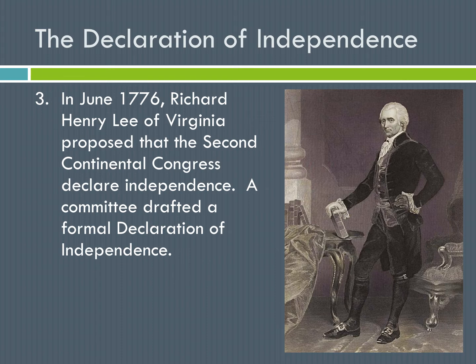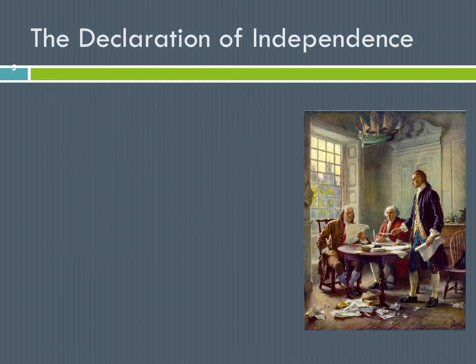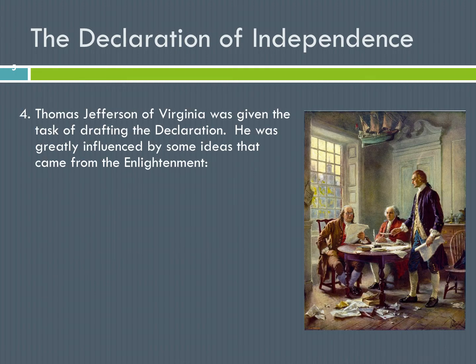So Lee puts forward the proposal. A committee gathers together to write a draft of the Declaration of Independence, and then that draft would be voted upon by the members of the Second Continental Congress. The committee was made up of several people, most notably Thomas Jefferson and Benjamin Franklin, but Thomas Jefferson is really the one given the task of drafting the Declaration of Independence. He's the one who writes it.